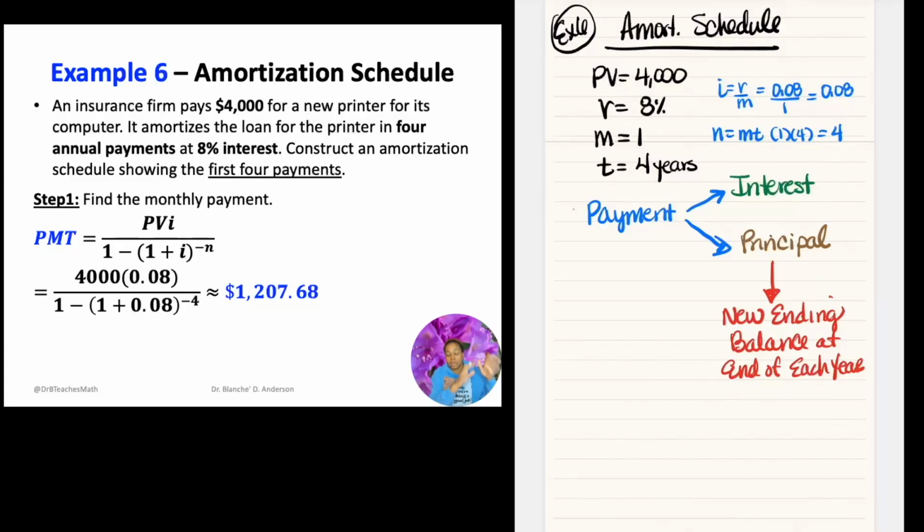Year 2, I made another payment. This amount went to principal. This amount went to interest. This amount went to principal. Here's my ending balance. And you're going to keep going through.